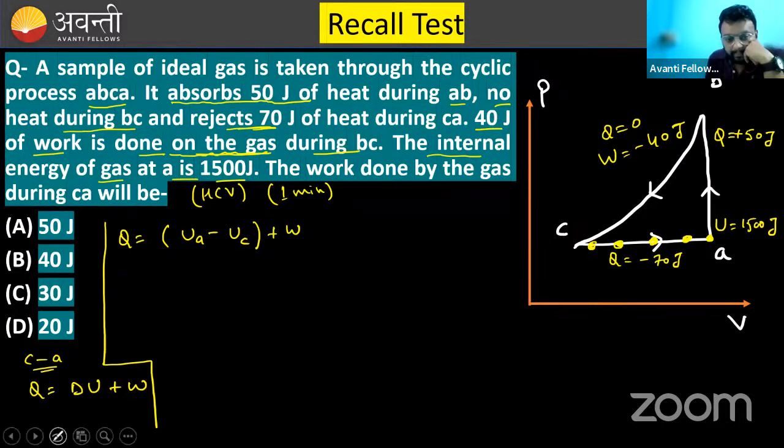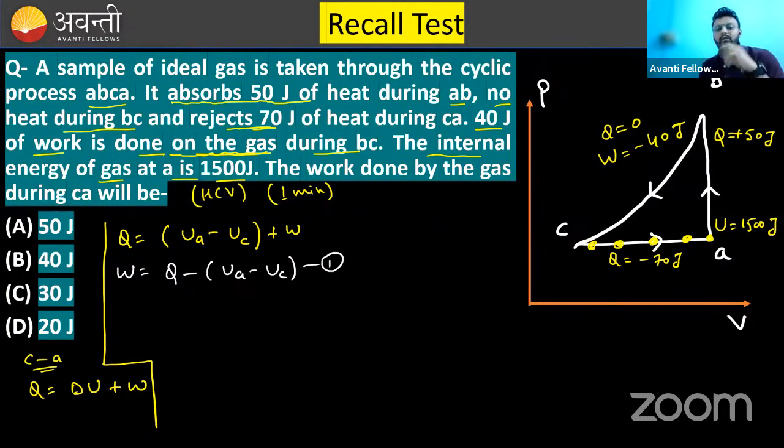So work done will be, I will change the color of the pen. Work done will be Q minus (UA minus UC). Let it be equation number 1. Now, in the process CA, Q is given, that is known. UA is known. If you can calculate UC, internal energy at C, then the question will be solved. So our focus now shifts towards calculating the internal energy at C. Till now, I hope every point is clear.